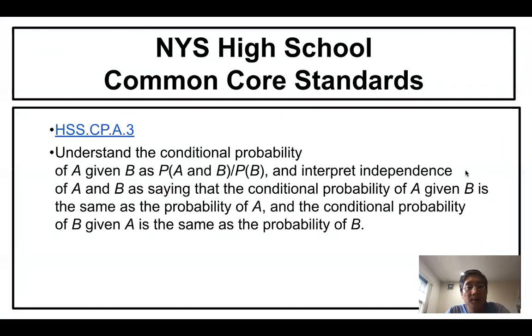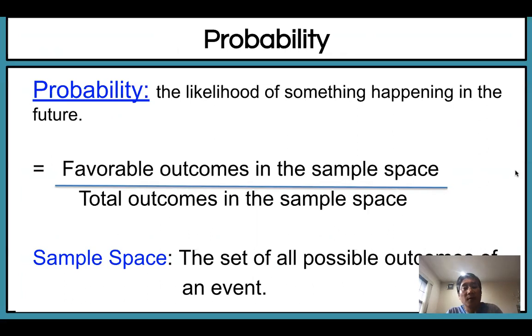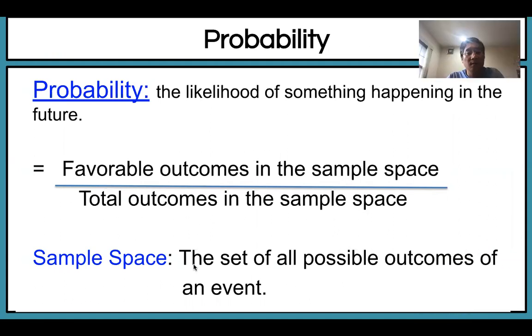Let's see. So first, we know the probability is a fraction, or you can change it to a decimal. In a fraction you have two parts, numerator and denominator. The numerator is favorable outcomes, and the denominator is total outcomes. And here we need to remember what the sample space is. Sample space is the set of all possible outcomes of an event. You are familiar with this word, right?